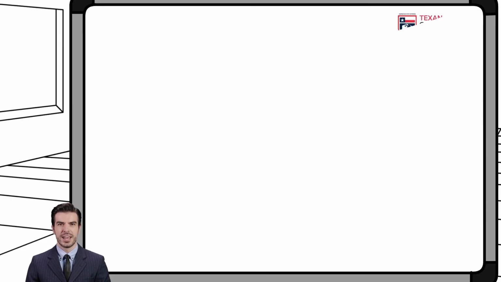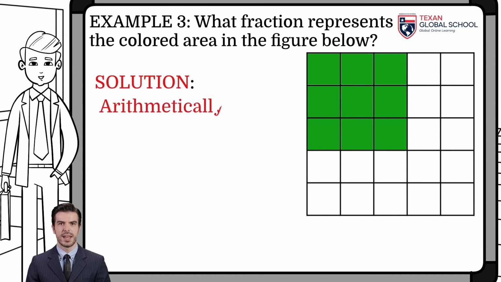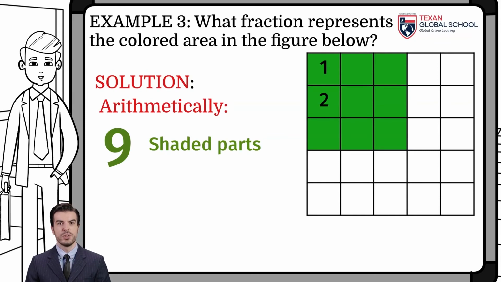In the following example, what fraction does the colored area represent in the following figure? For the numerator, we count the green colored squares. How many green squares do you see? Exactly. There are 9. Now, we will count the squares into which the whole square is divided. Can you count them?